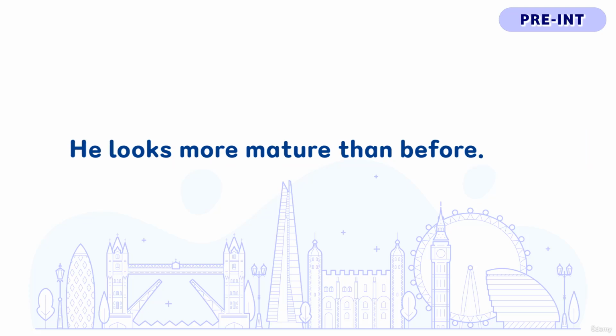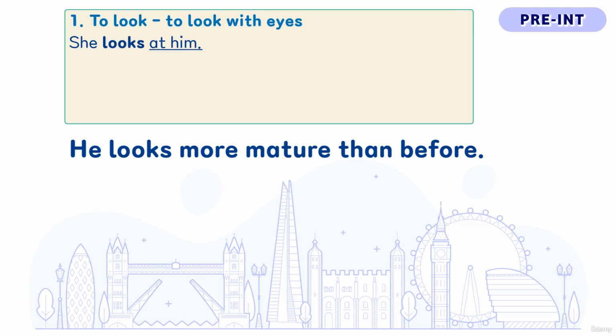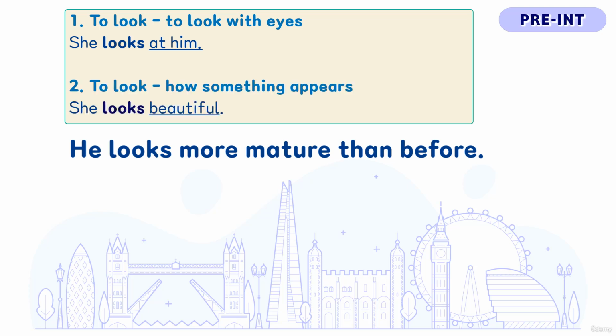In this sentence, we first have the verb look. The verb look can be used to talk about the subject doing the action of looking. And when we use look in this way, we can use the preposition at to say what the subject is looking at. However, we can also use the verb look to talk about how someone or something appears, how they look. When look is used in this way, it's followed by an adjective.